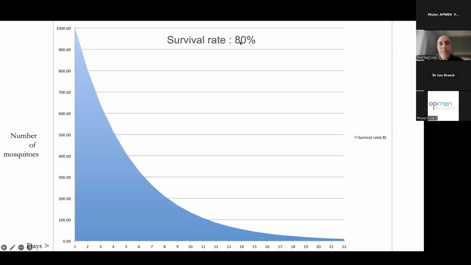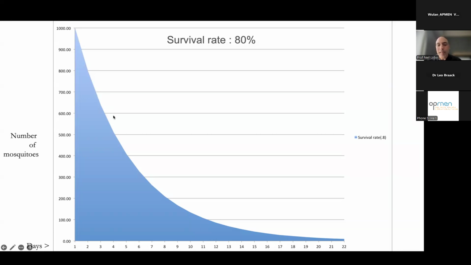Now imagine that the survival rate of mosquitoes is 80% every day. So 80% of mosquitoes survive every day. On the left, we have the number of mosquitoes, and down here, we have the number of days from 1 to 22 days. So on day one, if we have 1,000 mosquitoes, on day two, 80% would survive, so there'd be about 800. On day three, about 80% of those would survive. On day four, about 80% of those.